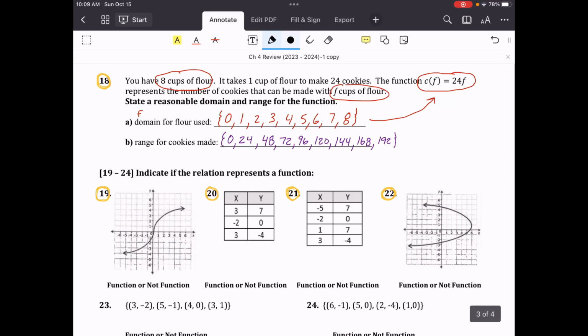So if we're thinking about this and we wanted to label it to make it easier to remember, this was the flour we used for domain, and these are the resulting cookies were our range.